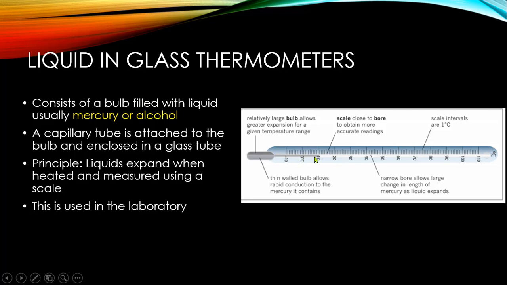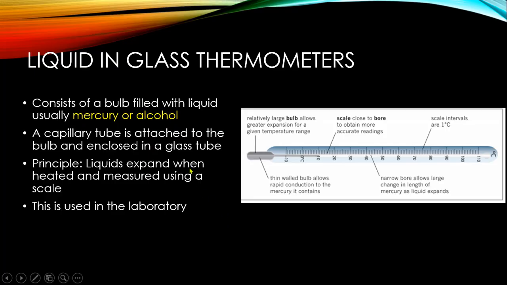And it uses the principle of expansion. So when liquids are heated, they expand. And this can be measured using a scale. So these are the different parts of the liquid and glass thermometer. You are expected to draw this in your notebook and label it.